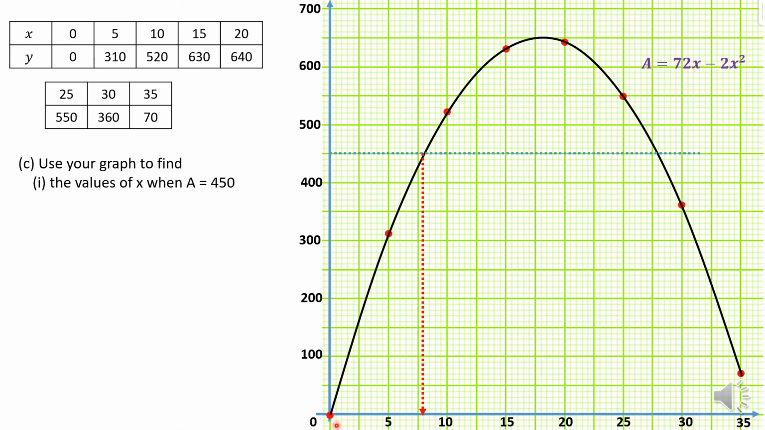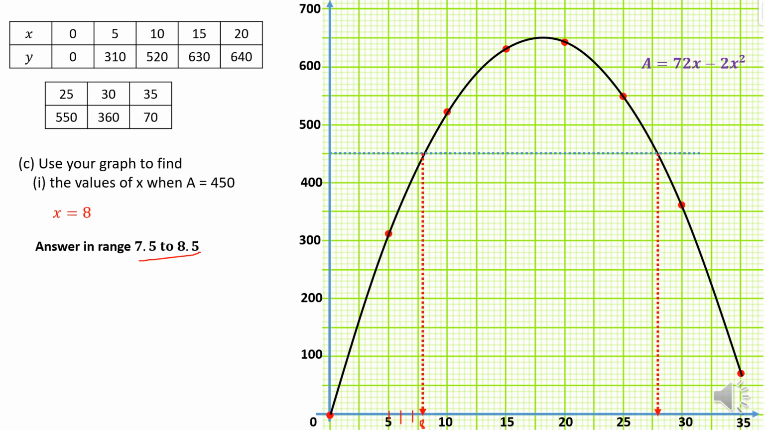Now remember I said one little block here represents a half. So this is 5, that is 6 there, 7, so this is 8. Can you see that? So x is equal to 8, that's what I'm expecting, but we will take any answer between 7.5 and 8.5.